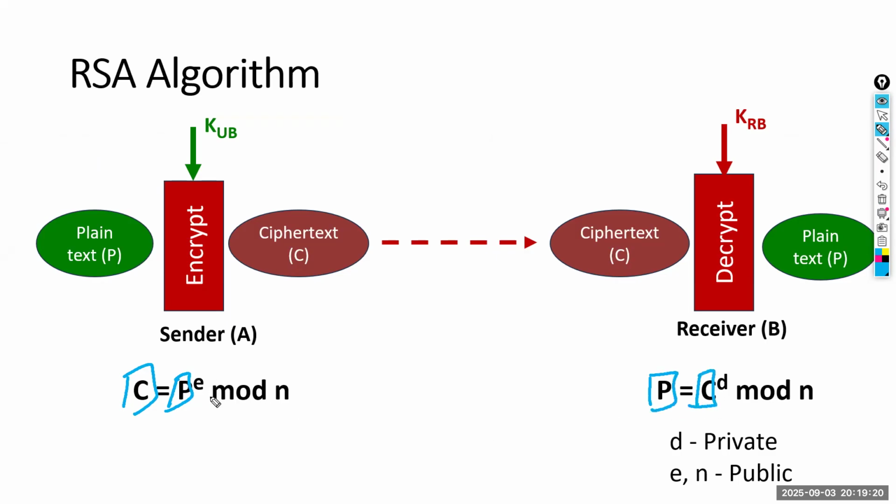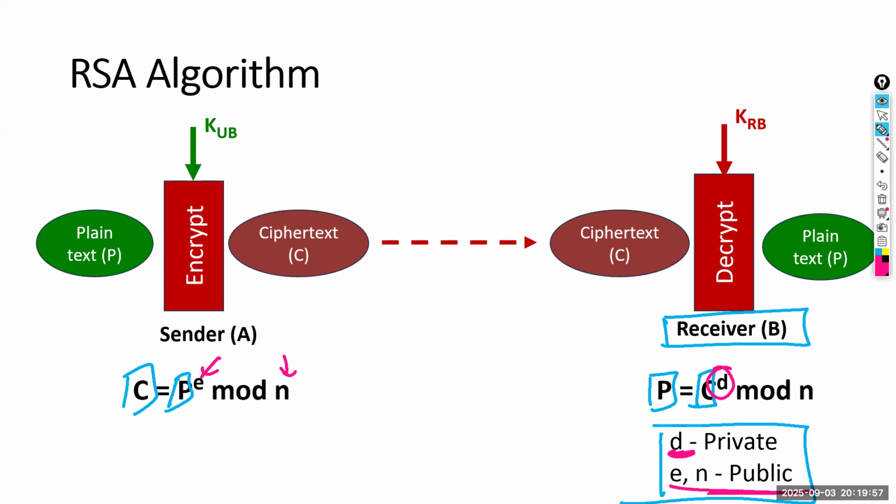Then there are some other numbers, E, N, and D. These numbers are generated by the receiver. We remember in encryption and decryption, the keys are generated by the receiver. Out of these, D is kept private, and E and N are public. Why? We are giving E and N to the sender for encryption, so those are public. Therefore, E and N are part of the public key.